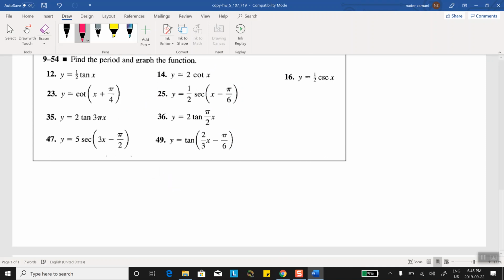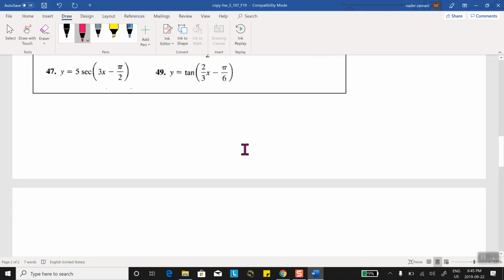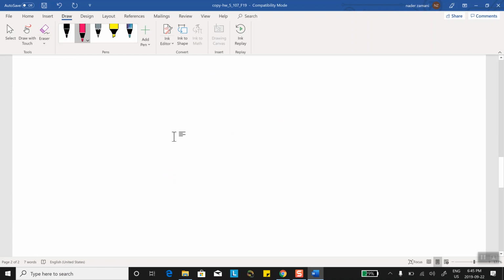Okay, let's go to number 47. Now these are getting a little bit involved, because let me just write down number 47 for you. It looks like this: 5 secant of 3x minus pi over 2.